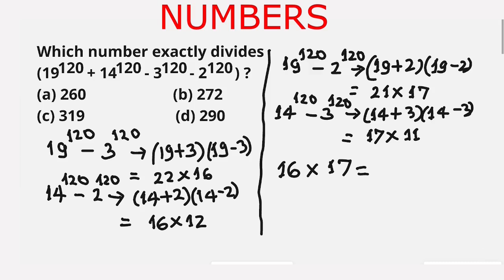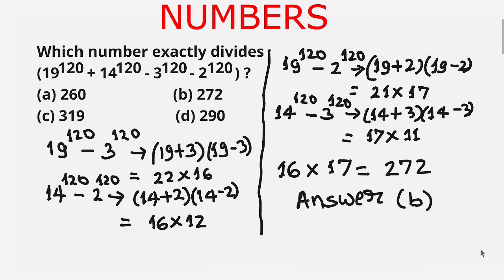is equal to 272. 16 times 7 is 112. We write 2 and carry 11, and 16 times 1 is 16 plus 11 is 27, so it is 272. Therefore, the given number is completely divisible by 272, and from the given options our answer is option B, 272.